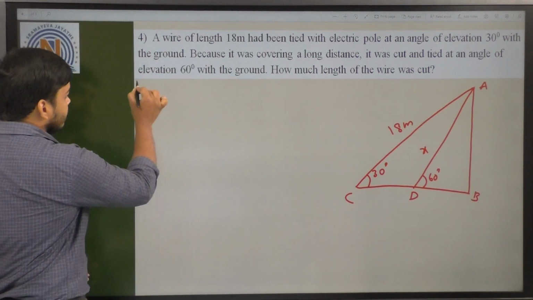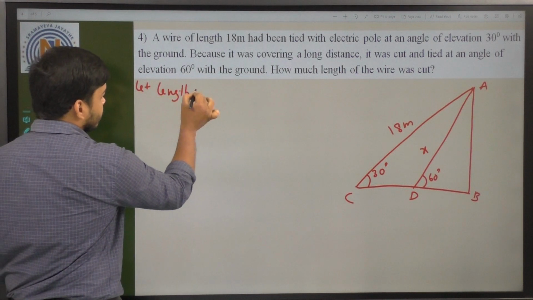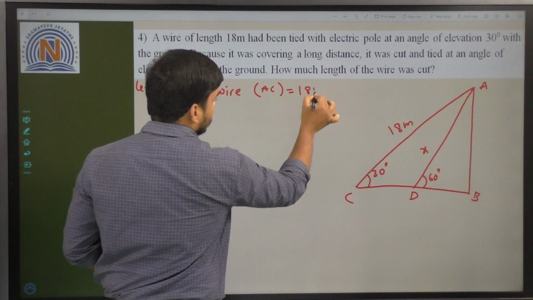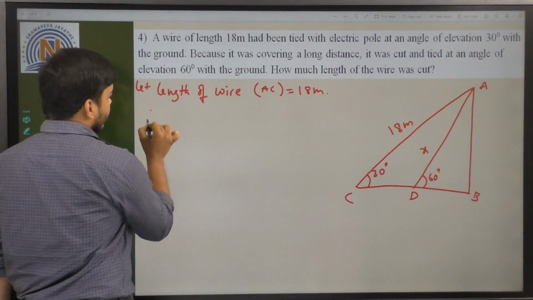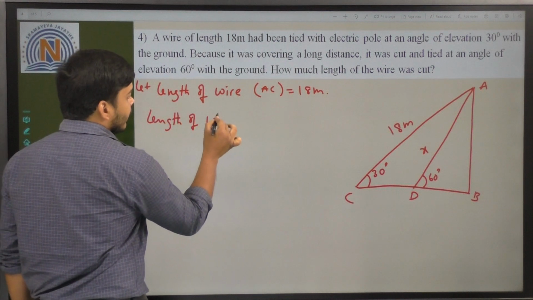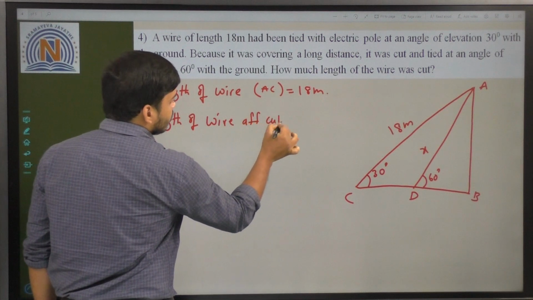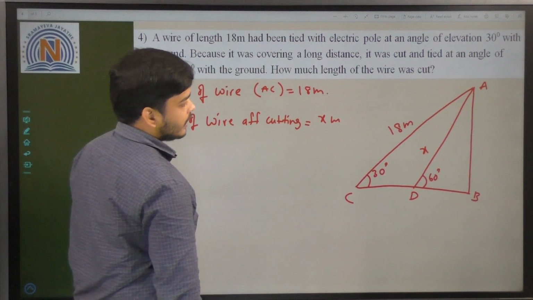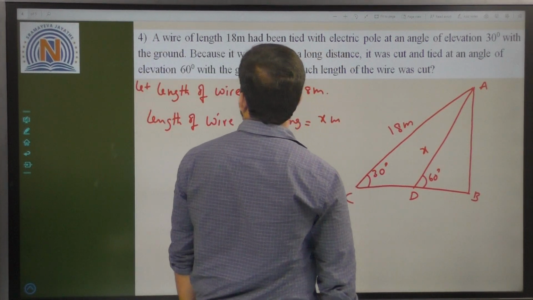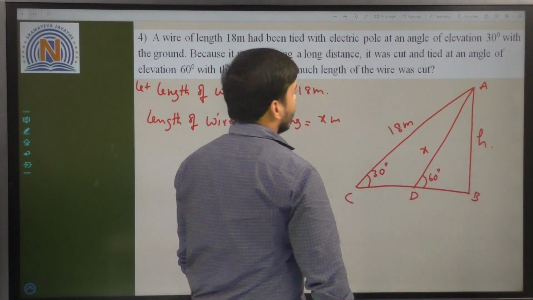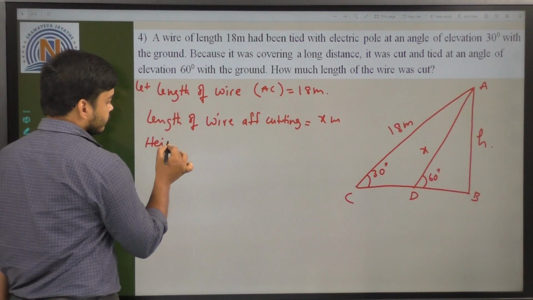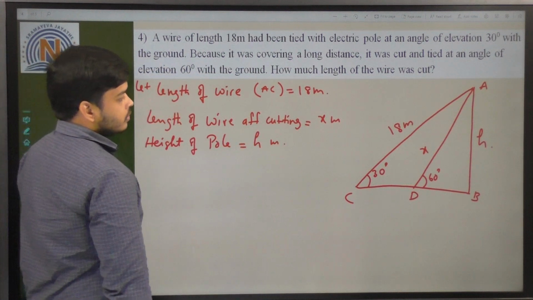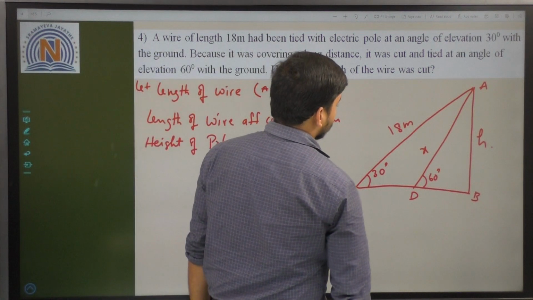Let the length of the wire, that is AC, be 18 meters, and the length of the wire after cutting be x meters. Let the height of the pole be h meters. Now first we need to calculate this relation.